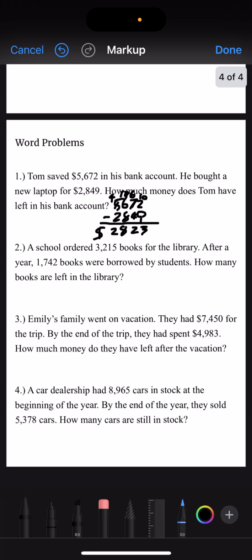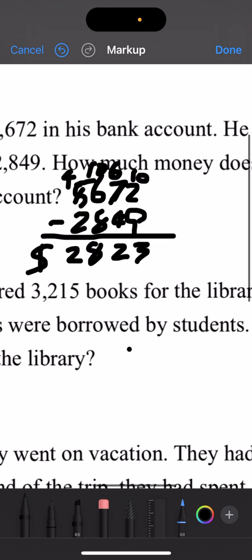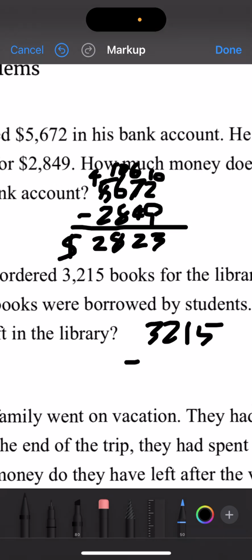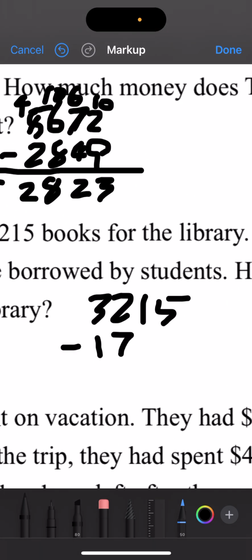Number 2, a school ordered 3,215 books for the library. After a year, 1,742 books were borrowed by students. How many books are left in the library? Okay, 3,215 and 1,742 is the number of books that were checked out.